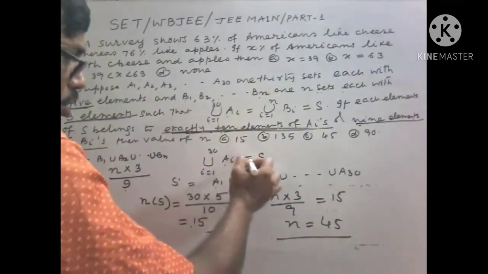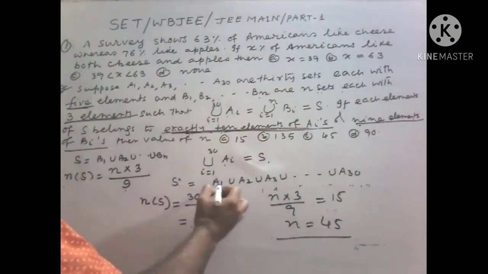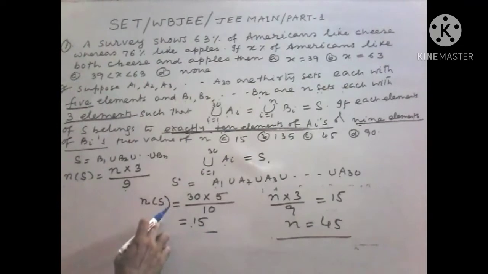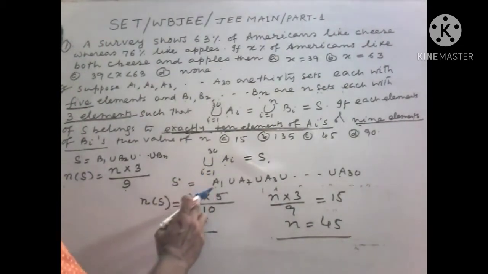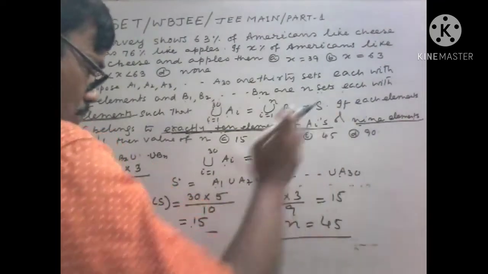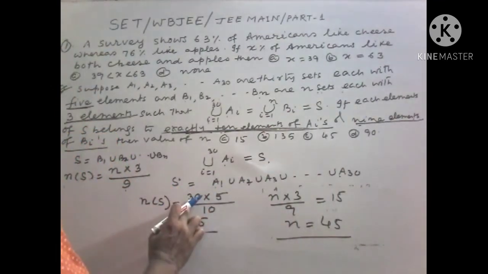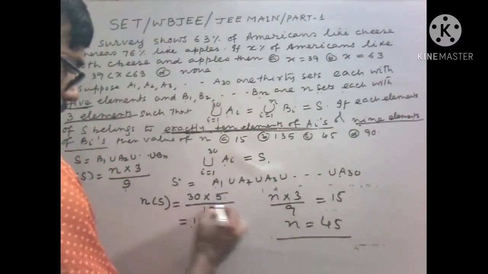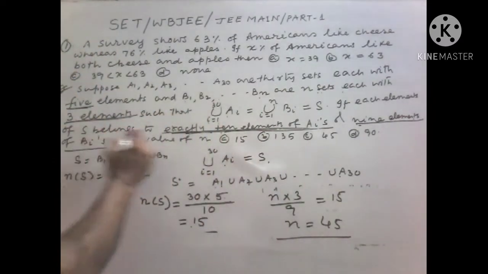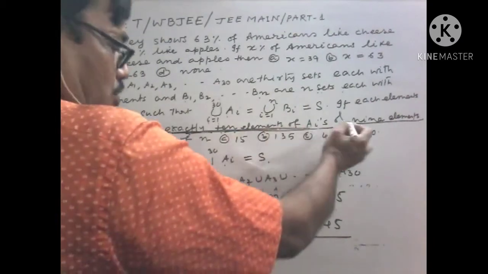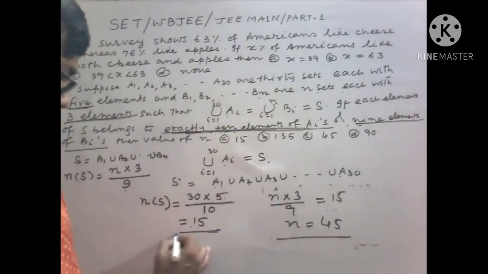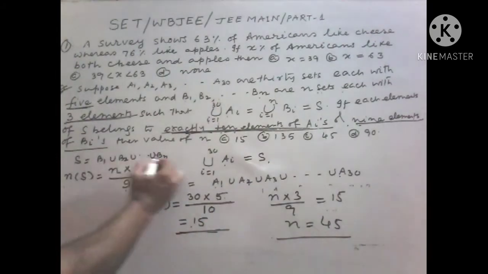So the union of the Ai, so S equals A1, A2, up to A30. Now how many elements are in S? The formula for n(S) is the total number of sets, that is 30, times the number of elements in each Ai. How many elements in Ai? Exactly 5, and each element belongs to exactly 10 of the Ai. By the earlier example, n(S) equals 30 times 5 divided by 10. So this is 15.